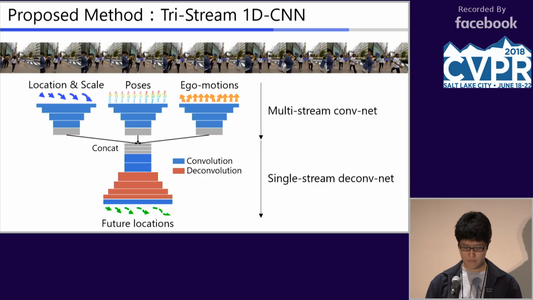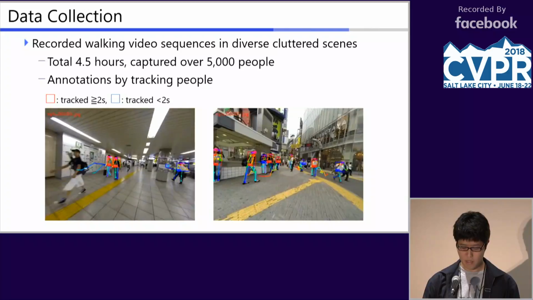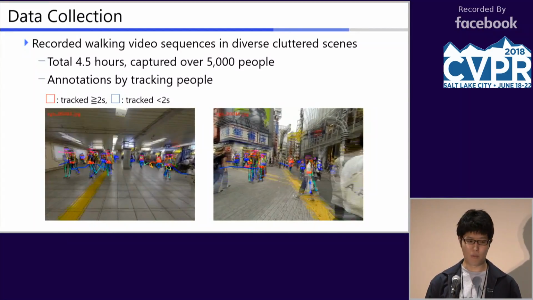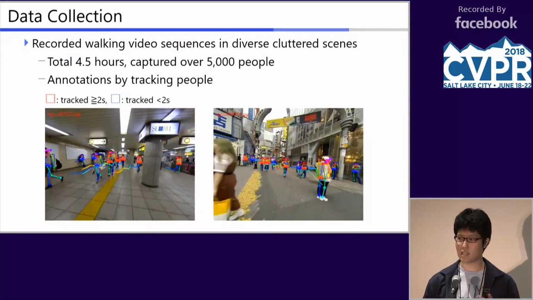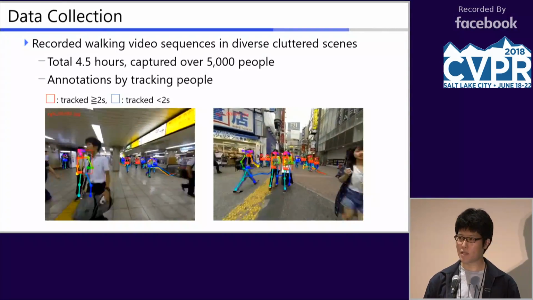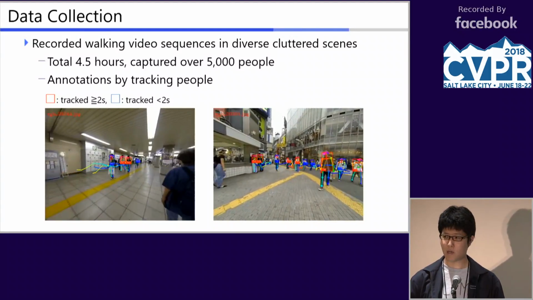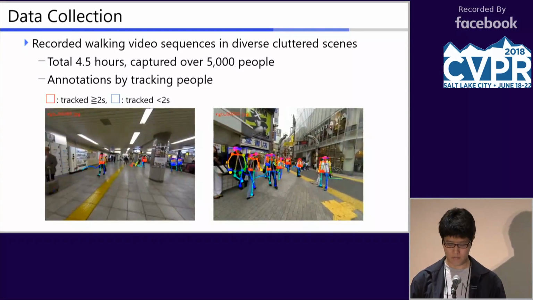To validate the method, we collected a new dataset of crowded walking scenes, and it contains 4.5 hours of videos of walking in crowded scenes. And we applied an automated person tracking method, and resulted in 5,000 diverse tracklets in total.